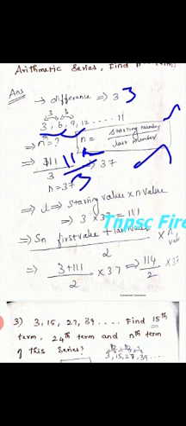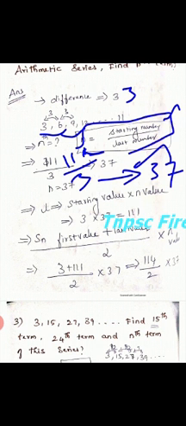111 divided by 3, when we simplify this, we get 37 as the answer. Okay, 37 is the answer for the nth term. So we find it easily using these tricks. That is, n equals the last number divided by the starting number. What is the starting number here? 3. 3 is the starting number.